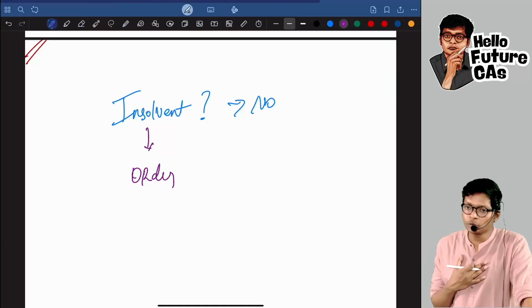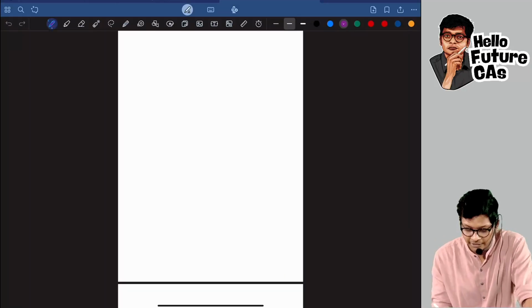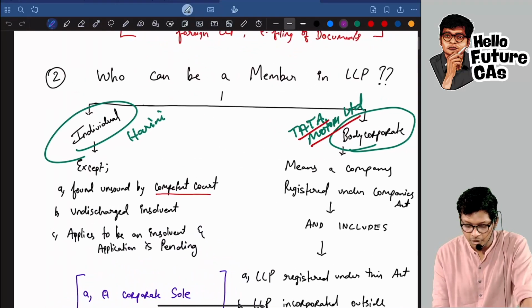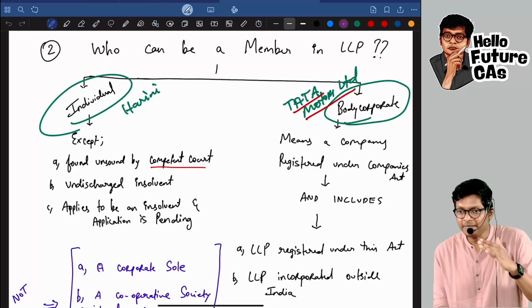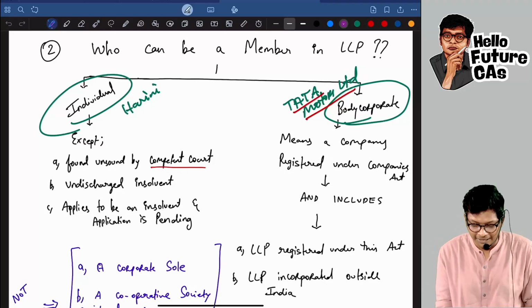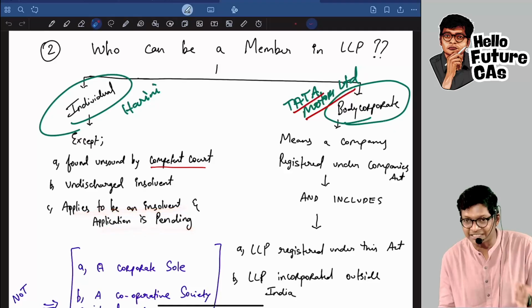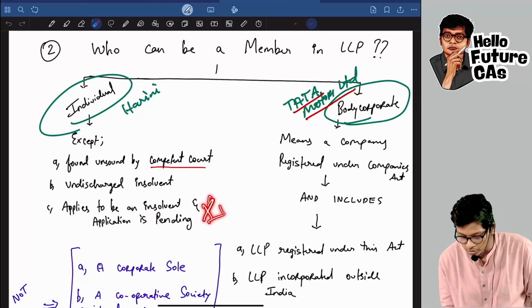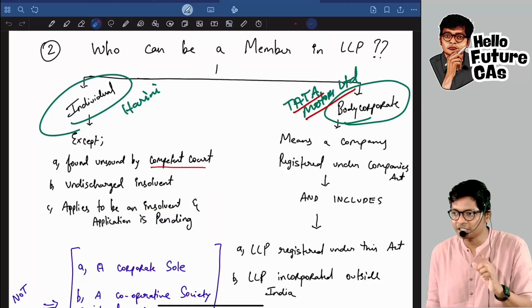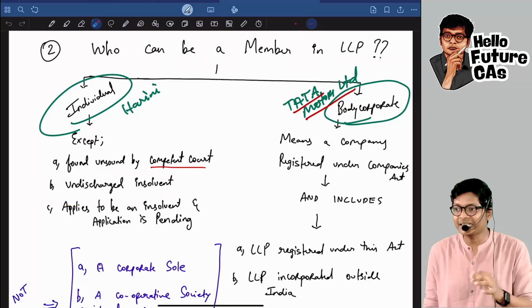I'm going to do comparative learning, guys, only then you will enjoy the concept. Over here it's not like that. Here they are saying the court need not declare. Even if you apply for insolvency, you can't start an LLP. Look at this: undischarged insolvent by the court, or applies to be insolvent and the application is pending. Important point to note. Are you following? In partnership, the court has to declare. It has to be an undischarged insolvent. Tricky area to test in exam.